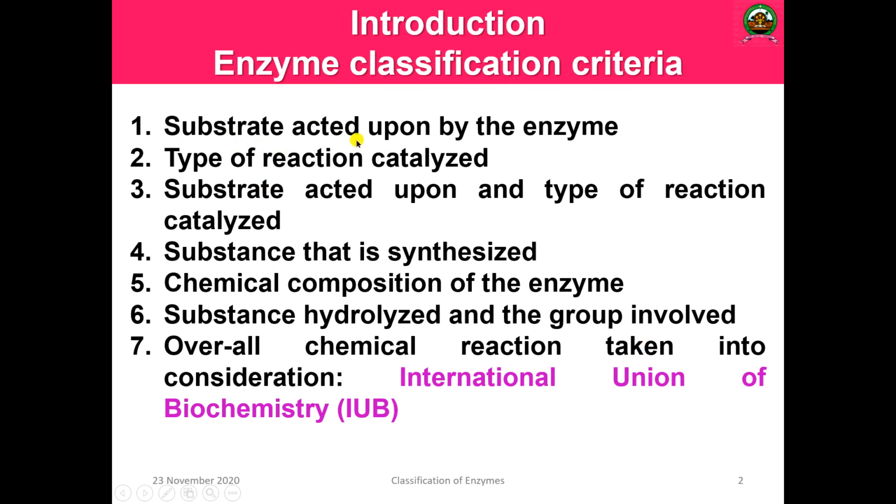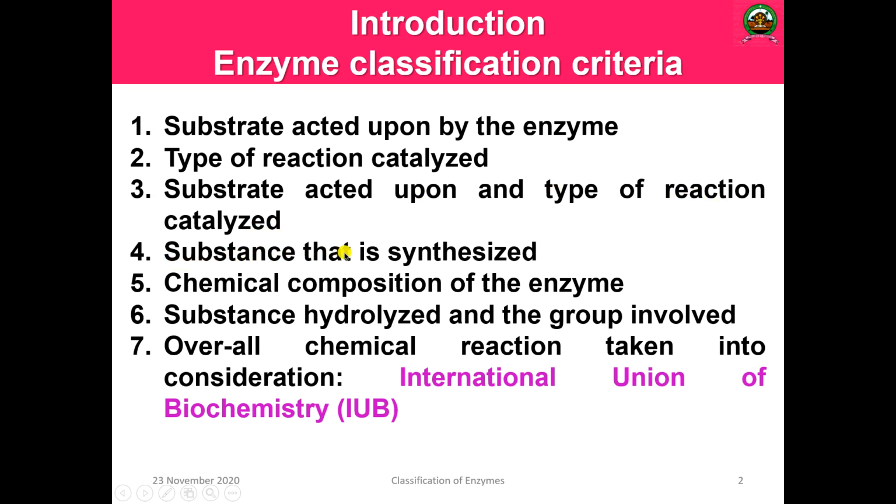The major criteria used to classify and name the enzymes are as follows. The first one is the substrate acted upon by the enzyme, the nature of the substrate on which the enzyme is acting. The next one is the type of reaction they catalyze, the types of biochemical reaction. The third one is the substrate acted upon and the type of reaction they catalyze together. So the first and second come together.